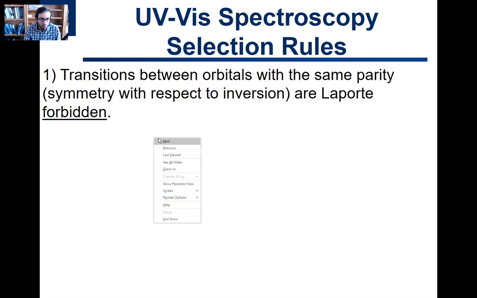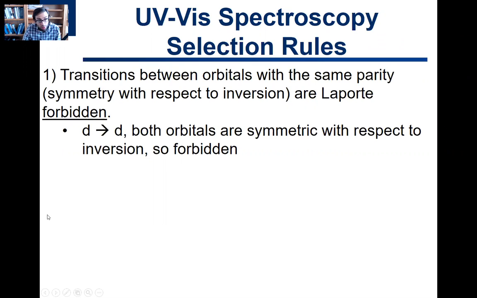And so what this means is that if you go from a d to d orbital, both of those orbitals are symmetric with respect to inversion. You can think about any of the d orbitals, right? And any of the d orbitals are symmetric with respect to inversion. So let's think about your typical cloverleaf shape, which is basically the shape of four of your d orbitals, right? They look like this.